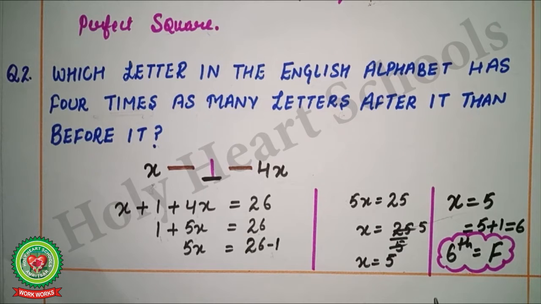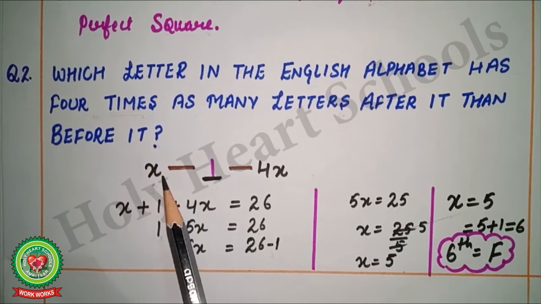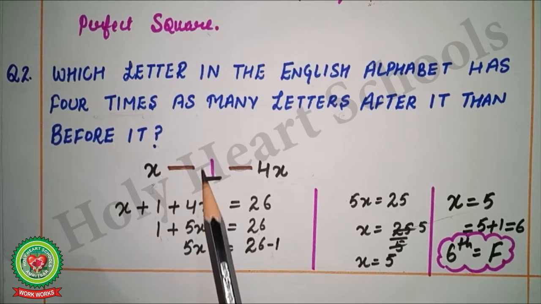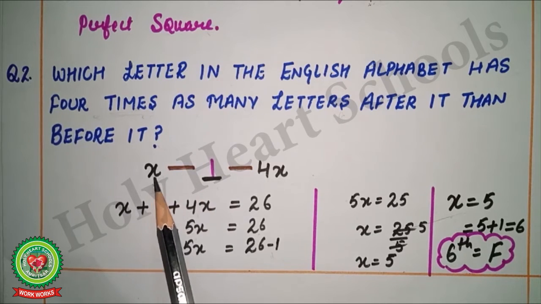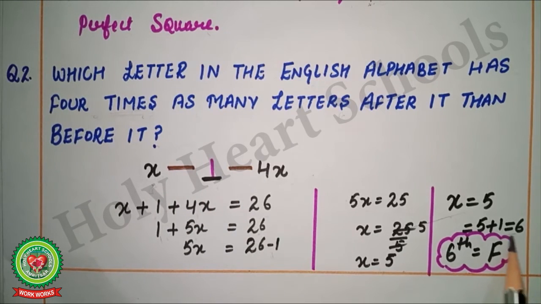Now what we have to do, we have x, that means it would be 5, and the next alphabet, that means it would be x plus 1, which would be 6. So which is the sixth alphabet? That would be F. So here we have the answer, that is F, right? Now move to the next question.